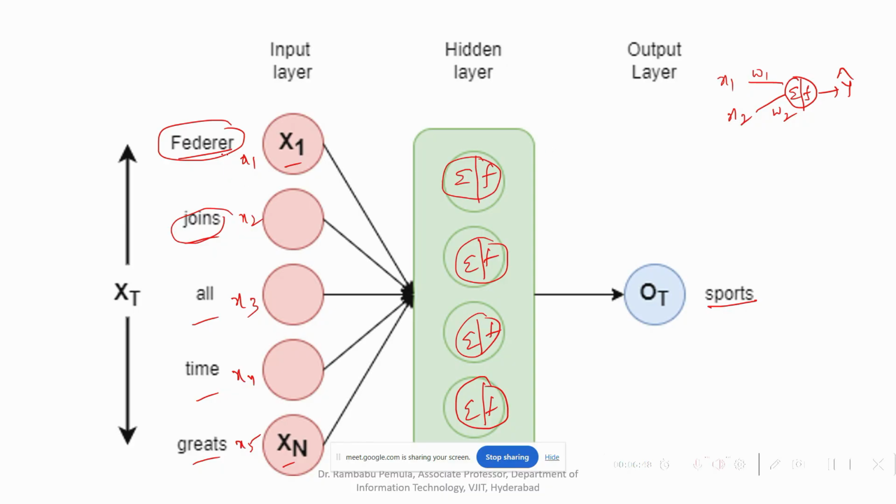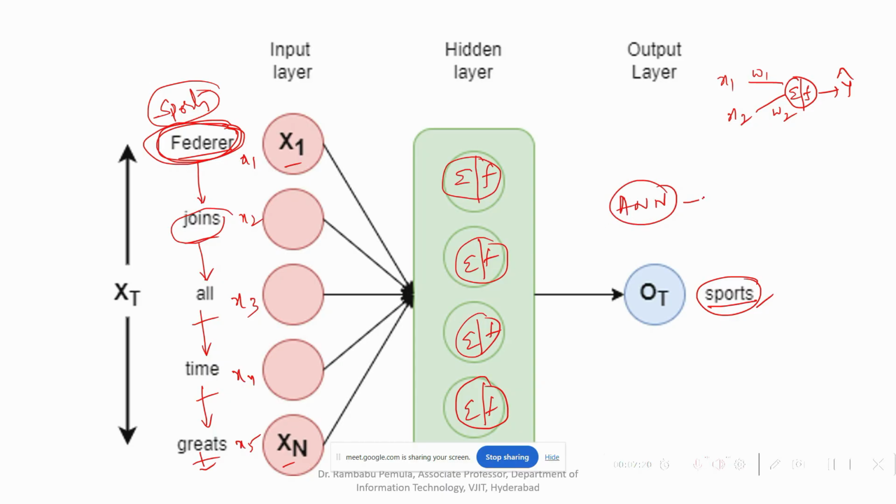But what happens here: normally, based on the word Federer only, you are going to generate the output, because Federer belongs to a sports person. But normally you have to read all the data sequentially, and only after completion of the entire sentence we have to generate the output. So if you are using the ANN model here, sometimes we may get a different output. That is the drawback of artificial neural networks. To avoid that, we are going to use the concept called recurrent neural networks.